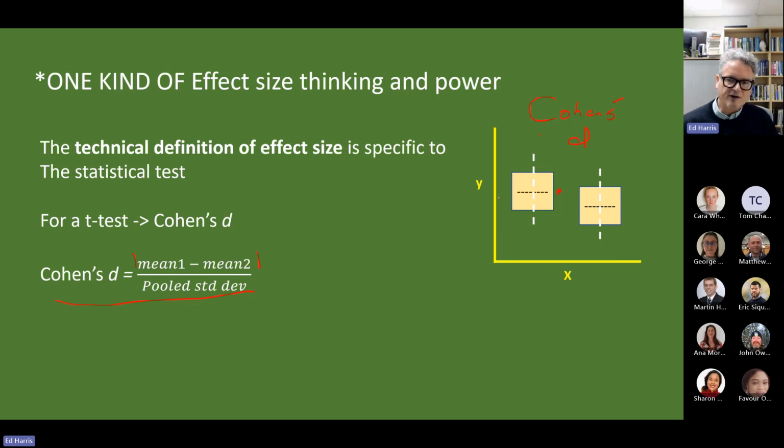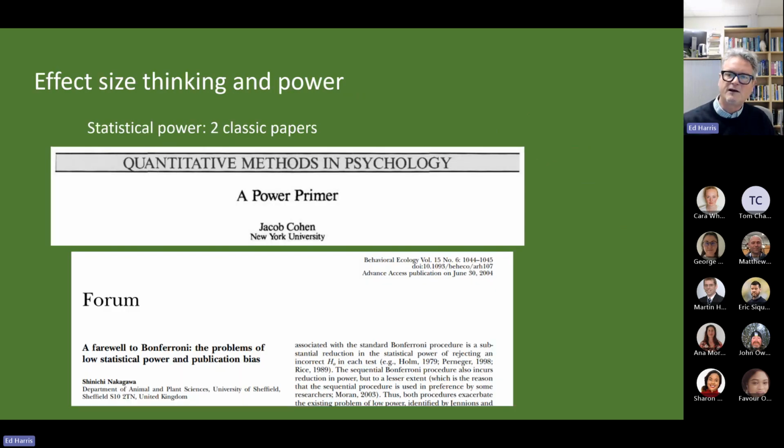Now, the pooled standard deviation is, if the sample size is exactly the same for both of our samples, sample 1 and sample 2, and if the standard deviation for each sample is exactly the same, simply an average standard deviation. But if the sample sizes are different, or if they differ from one another, then it's a weighted average. Okay, we don't even need to go into the technical details of that for today.